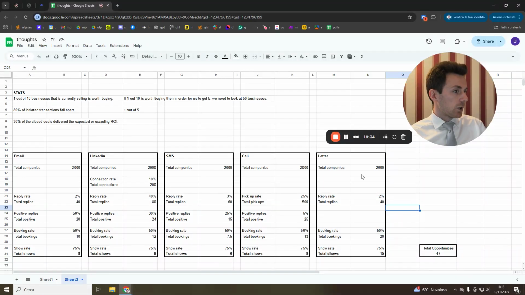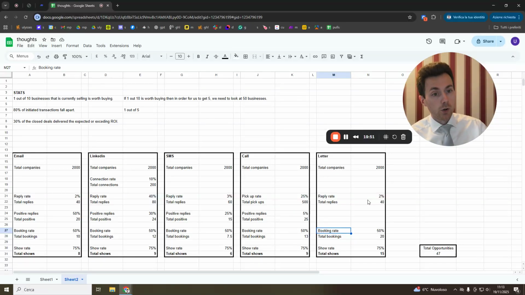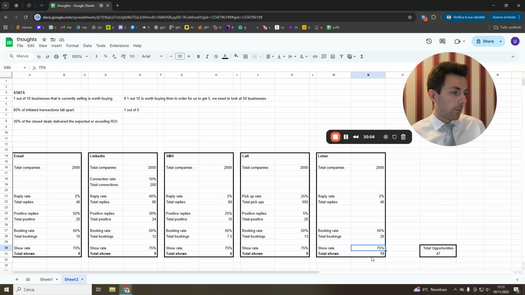Again, I don't want to make it too long, but the same goes for the letter. Letter is a little bit different because we send out letters, so we're just going to get replies from people that are actually interested. So if we assume a 2% reply rate from letter campaigns, we get 40 replies, and people that reply to a letter would generally either call us at the number that we put into the letter, or schedule an appointment on the link that we put in the letter.